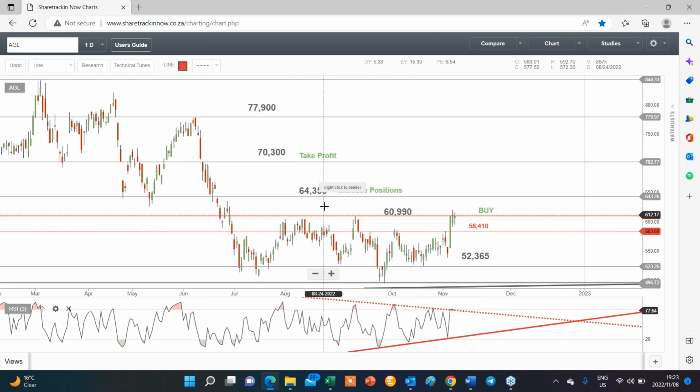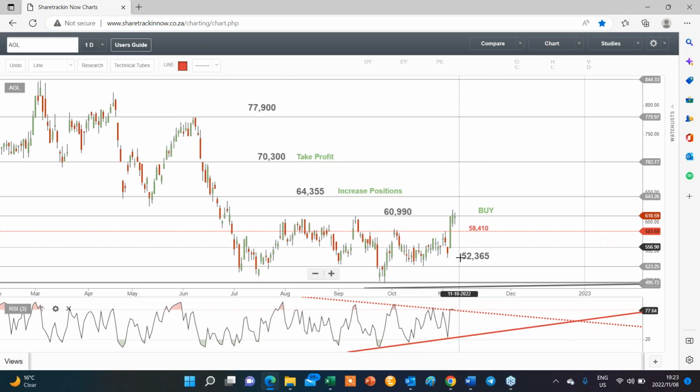690.90. Once it trades above 643.55, you can increase positions. And then your take profit would be around there at 703. And if it reaches that, we could then also increase positions, if the momentum continues. The stop loss level here would be at 584.10 in case anything goes wrong. So keep that level in mind.